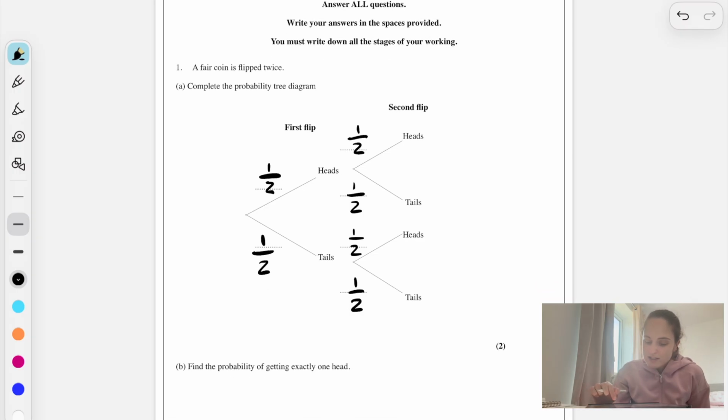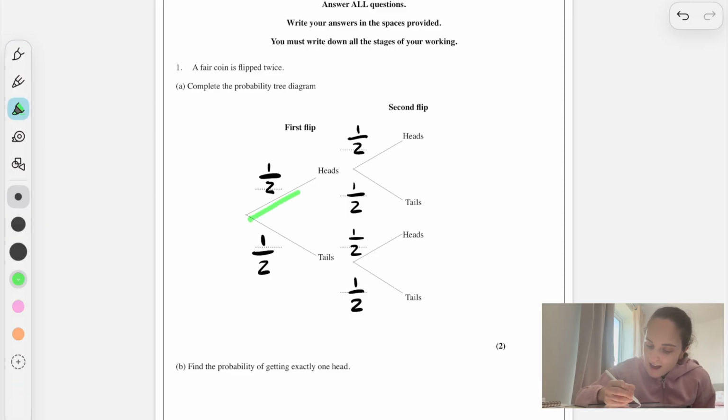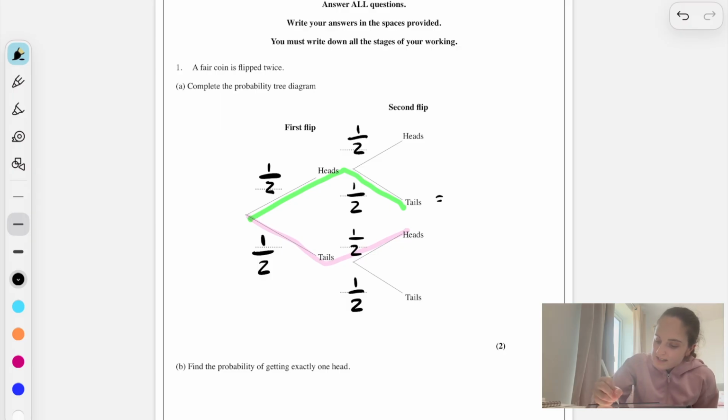So the next part, we need to find the probability of getting exactly one head. So exactly one means just one head. So the paths we could take to get just one heads, we could either get a head and a tails because there's just one head there, or we could get a tails and then a heads. So to work out the probabilities, we do a half times a half. So we take these two numbers and we times them. So a half times a half, and that is going to be a quarter.